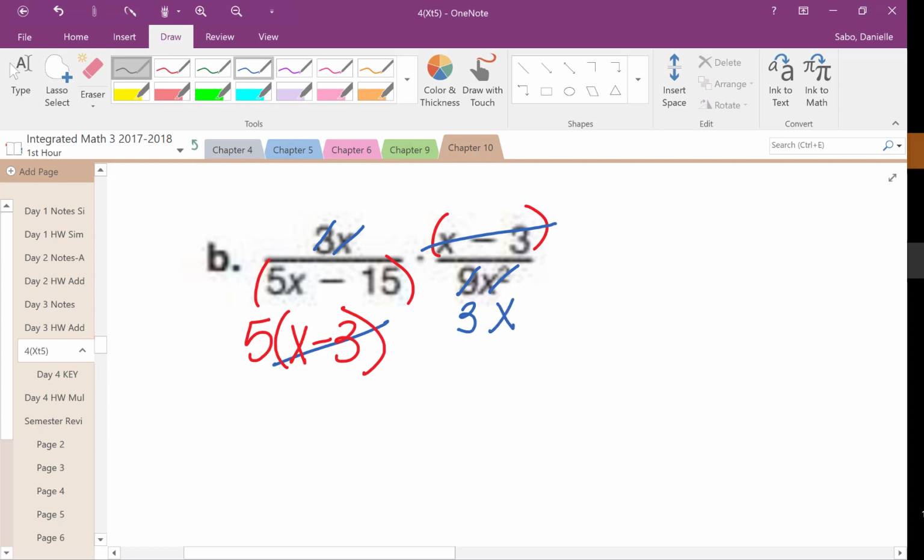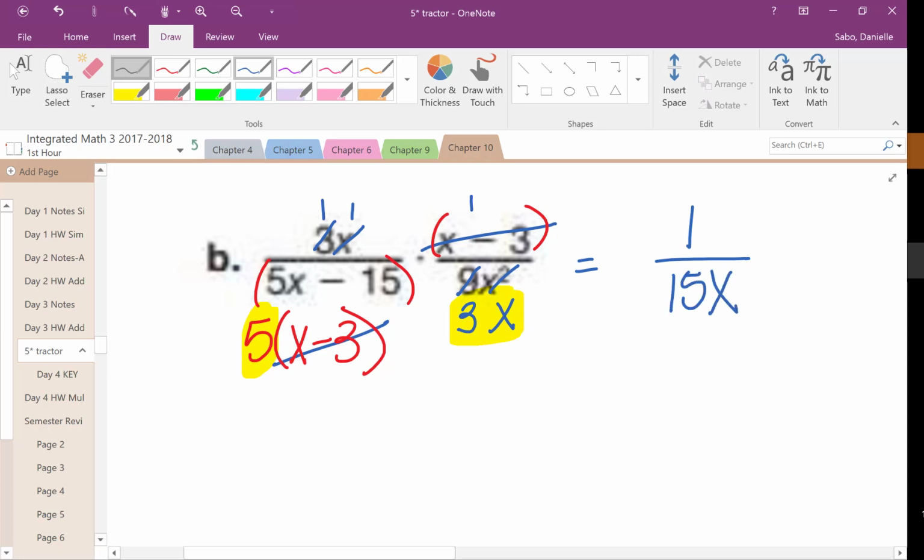Everything canceled on top. But when we reduce things, what do they become? A 1. These are secretly 1s. And if it helps you to write a 1 so you don't forget that, do that. So I'm left with 1 over 5 times 3x, 15x.